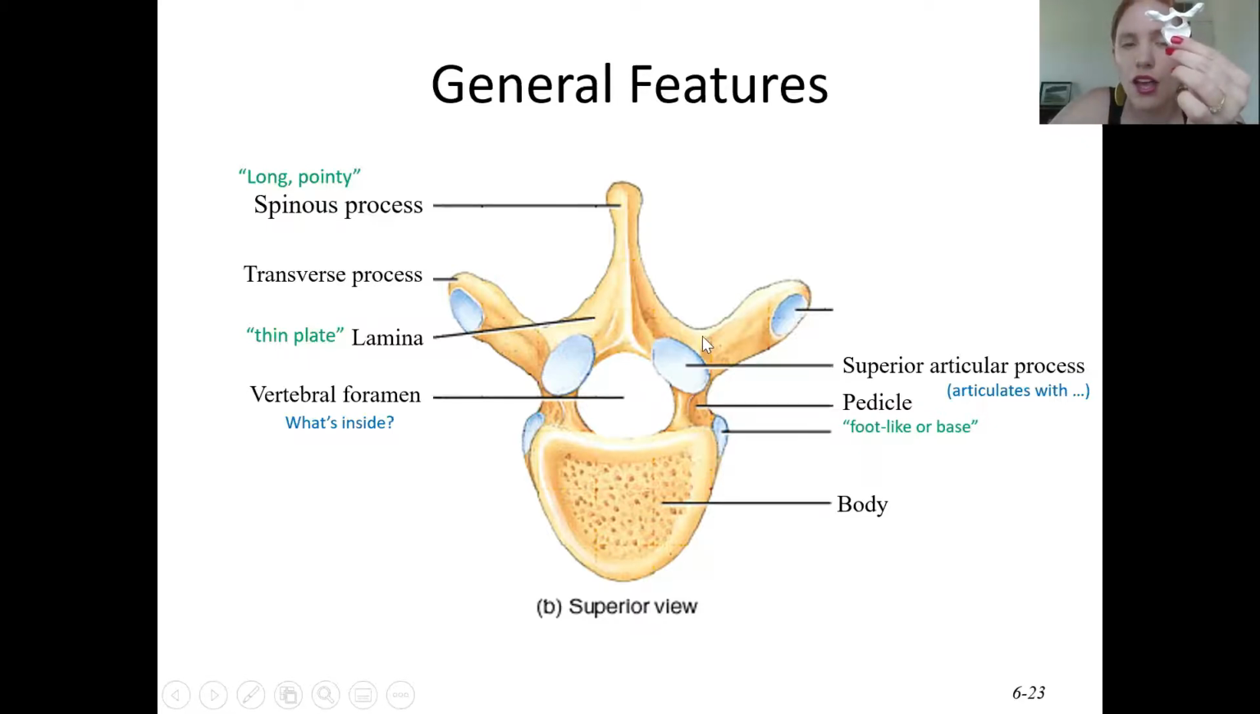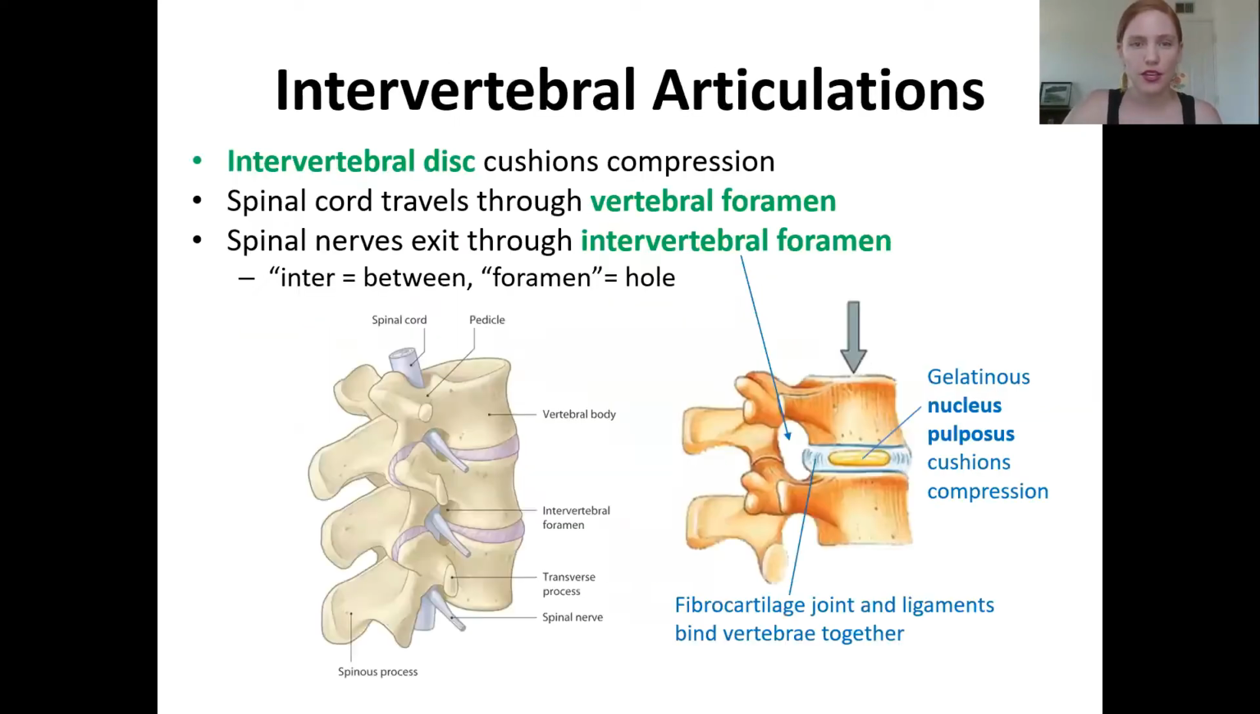That's the pedicle. And then this area here, the other part of the arch, is created by the lamina. Lamina means thin plate. So that is the lamina, the thin plate, just this part right here. And the pedicle is the foot-like base at the bottom of the arch. Those come together to create that hole, which is the vertebral foramen. So all of the vertebrae are going to have these general features no matter what region they are from.